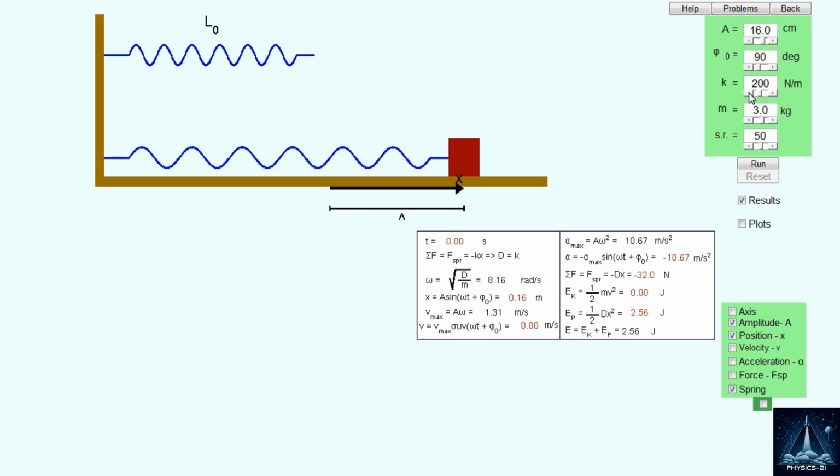The parameter K denotes the spring constant. The parameter M denotes the mass of the object. The parameter SR, simulation rate, denotes the rate of the motion simulation.